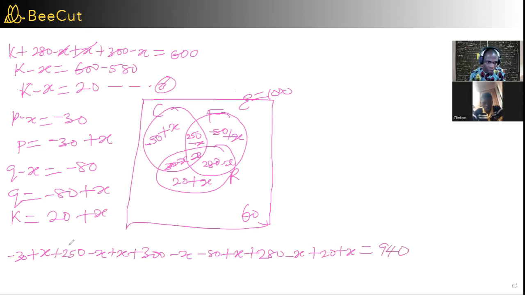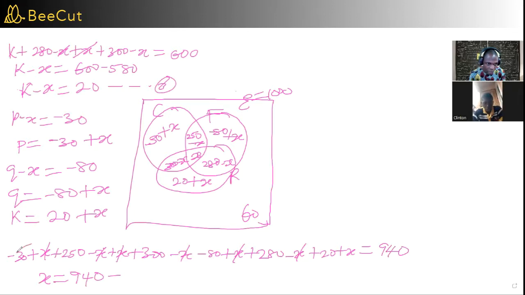But let's cancel out all the positive and negative X. Negative and positive cancel. Negative and a positive cancel. Then a positive and a negative x cancel, remaining only one x. Yes or no? Yes, sir. So this 1x is going to be equal to 940 minus the addition of all of this. When I mean addition, you are going to take note of the subtraction signs too.